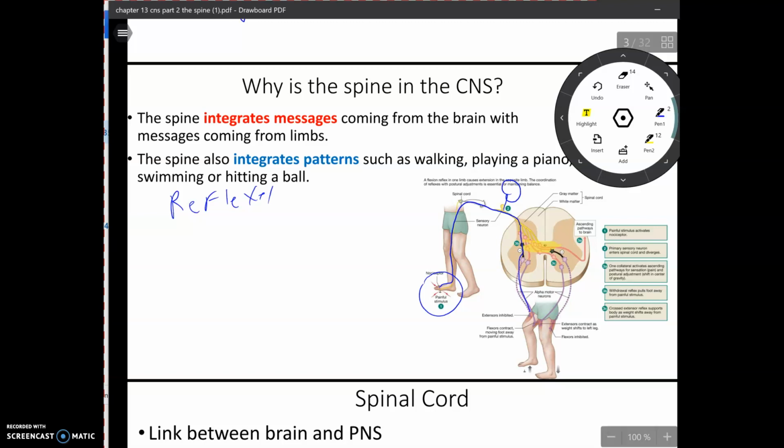We don't want to step harder. It sends a message to the hamstring saying, contract, pull away, we're hurting ourselves. At the same time, messages are going to cross this commissural tract. It is going to send messages to this hamstring saying, relax, and this quadriceps saying to extend. It's called the crossed extensor reflex. So it's integrating all of this action.